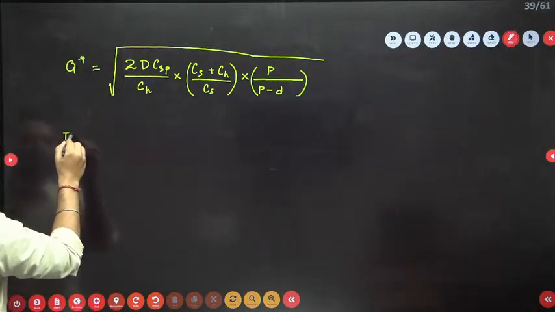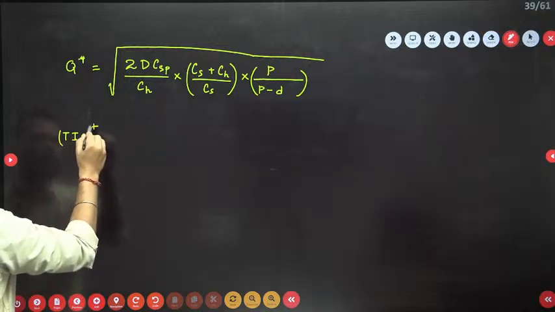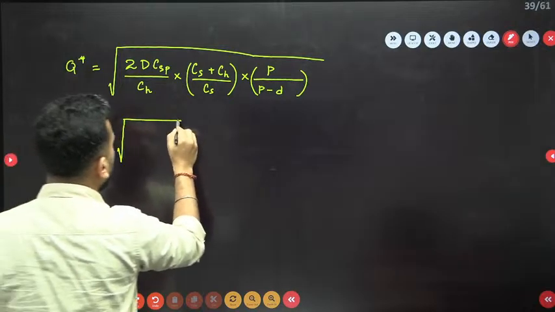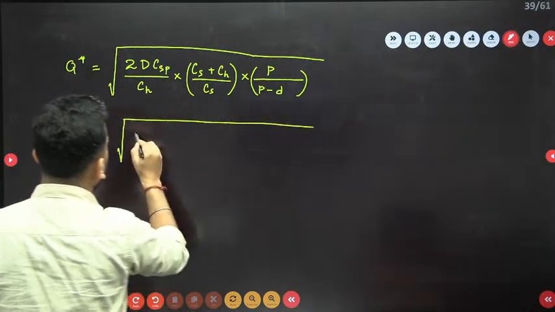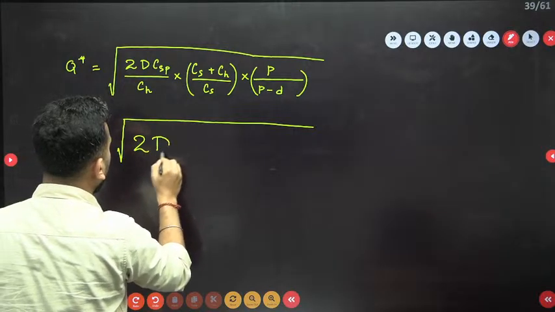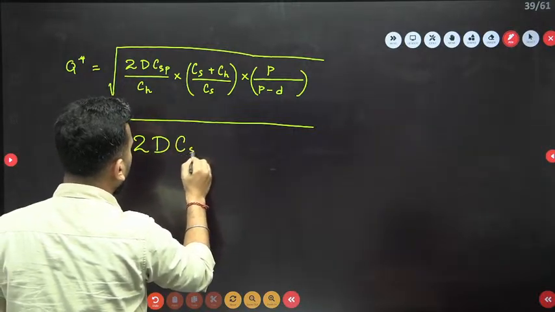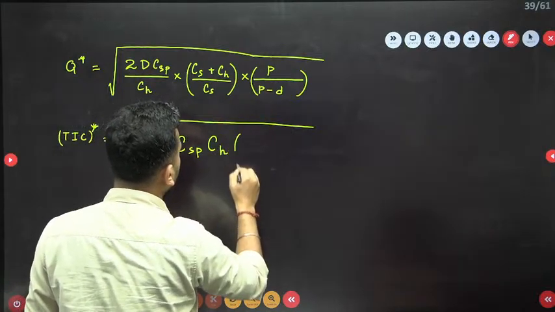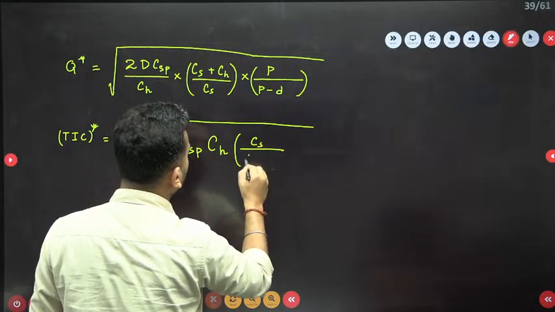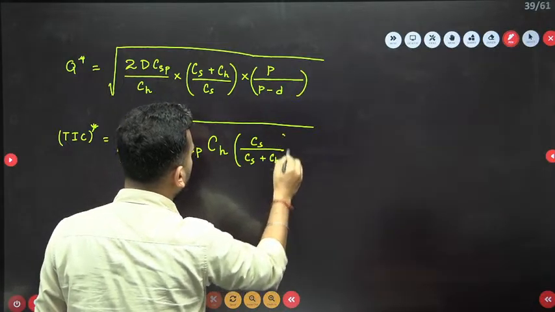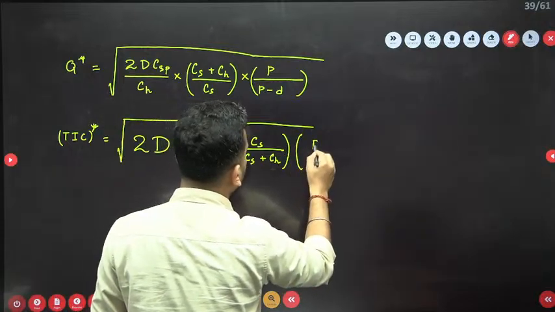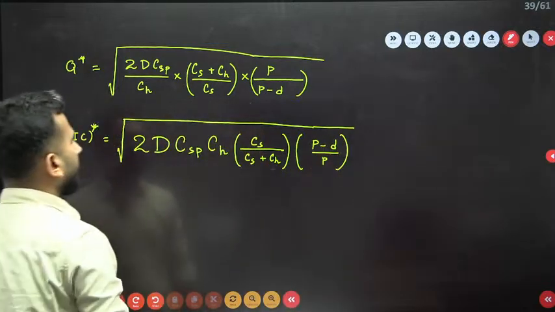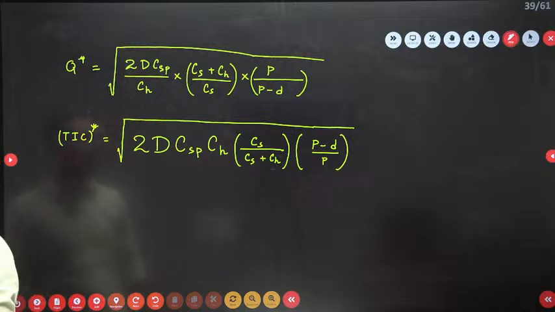Then what is the minimum total inventory cost? That will be root over 2D CSP CH, and whatever is there, just reverse it. So CS by CS plus CH into P minus D by P, right?